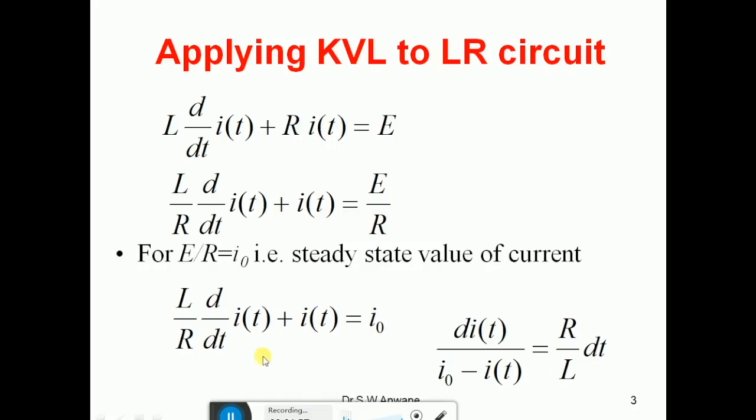Now our intention is to find I(t), which is inside the differentiation, and one term without differentiation. So this is a first order ordinary differential equation. We shall use the simplest technique, that is separation of variables, and here we shall have current terms separated on the left hand side and time terms on the right hand side, and the values of R and L, these are constants, so not to be bothered much.